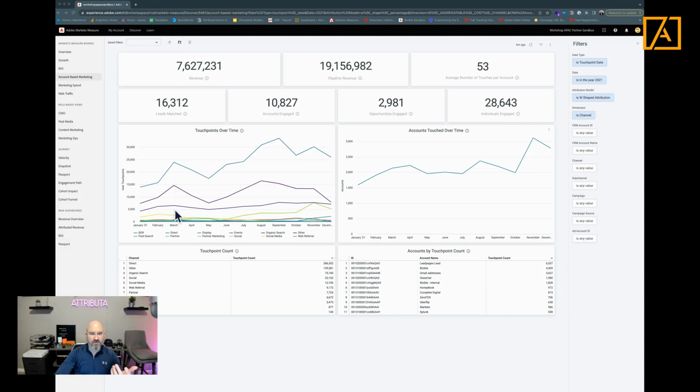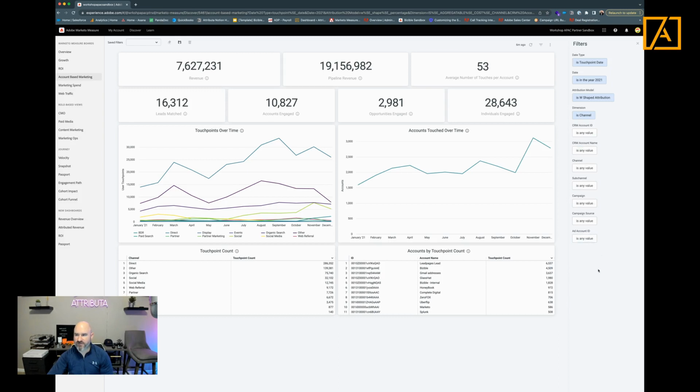So up here, direct is one of the lines and it's going up and down. Here, this is the total number of touch points represented in this chart. So direct had 286,000 total touch points during this time frame. And then accounts by touch point count. This is showing you the account name and then the total number of touches or touch points for that account during this time frame.